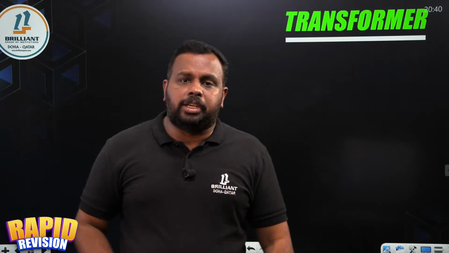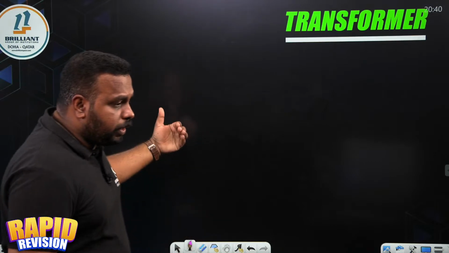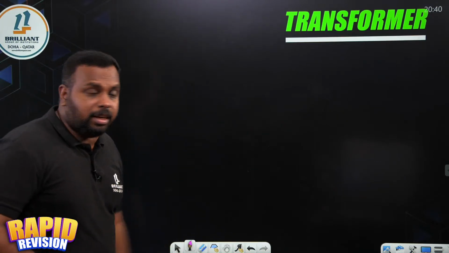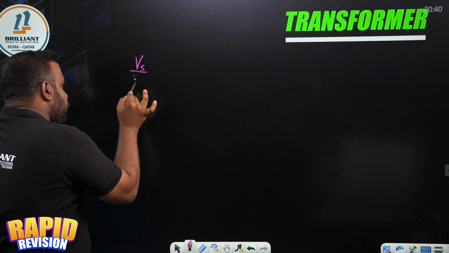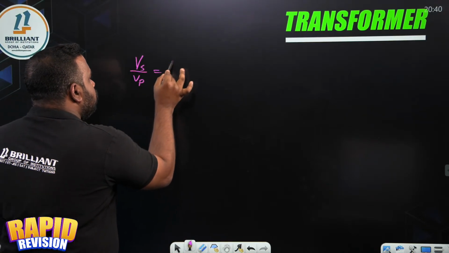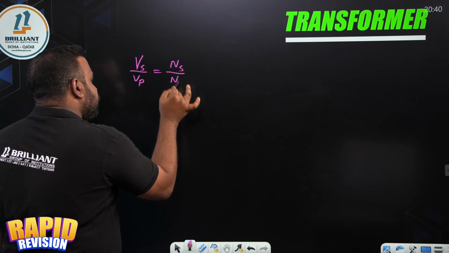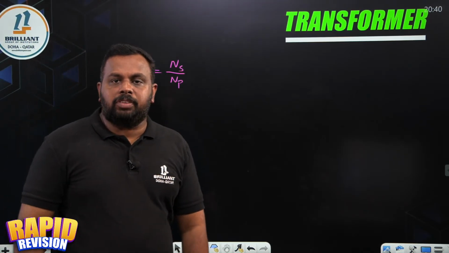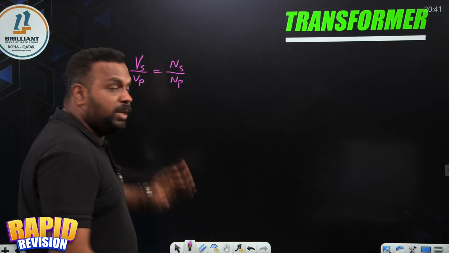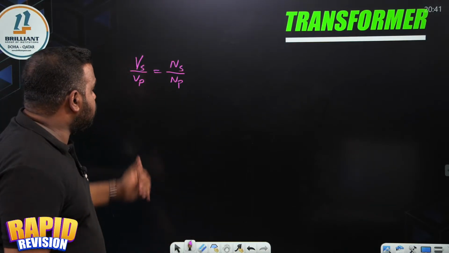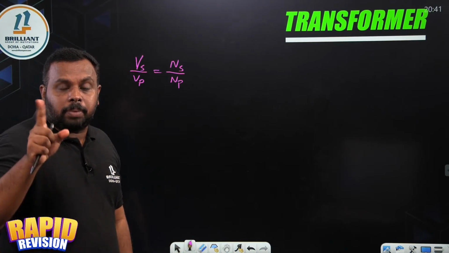Working principle is mutual induction, right? Mutual induction. There is a primary coil, there is a secondary coil. The transformer ratio, what is it? Vs by Vp is equal to Ns by Np. What is Vs? Secondary voltage. Vp, primary voltage. Ns, number of turns in secondary. Np is number of turns in primary.